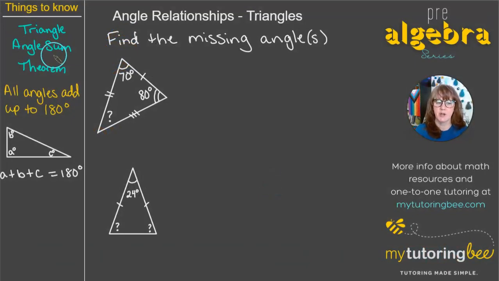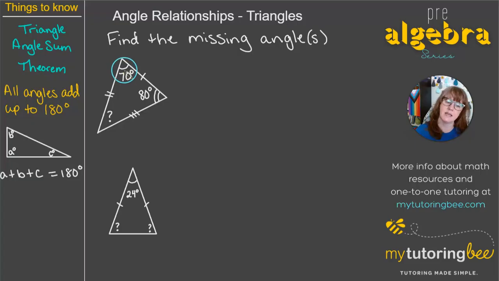So really quickly, the Triangle Angle Sum Theorem just simply tells us that all angles in a triangle add up to 180 degrees. So if we were to take these three angle measurements and add them up, it will be supplementary. It will add up to 180 degrees. So in these first two triangles, we are simply going to be finding the missing angle indicated by the question mark. So let's take a look at this first triangle.